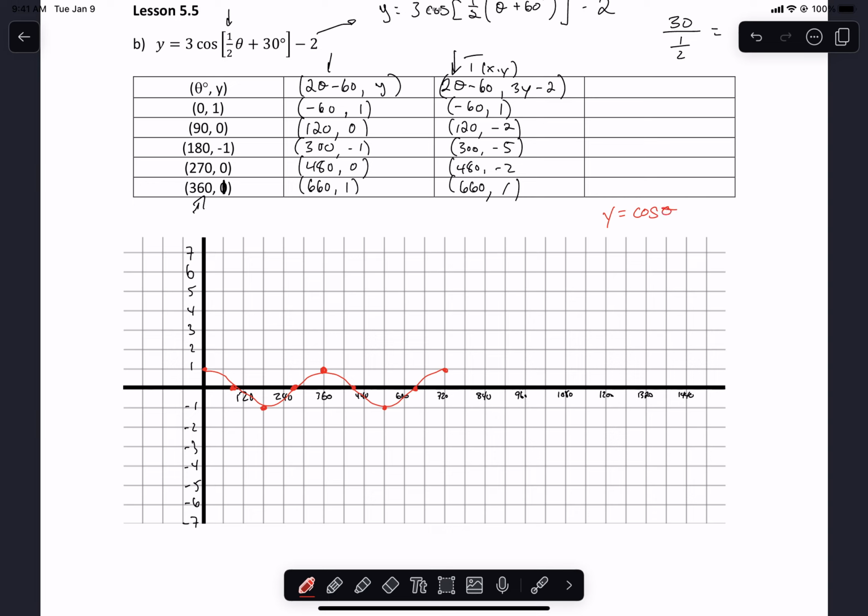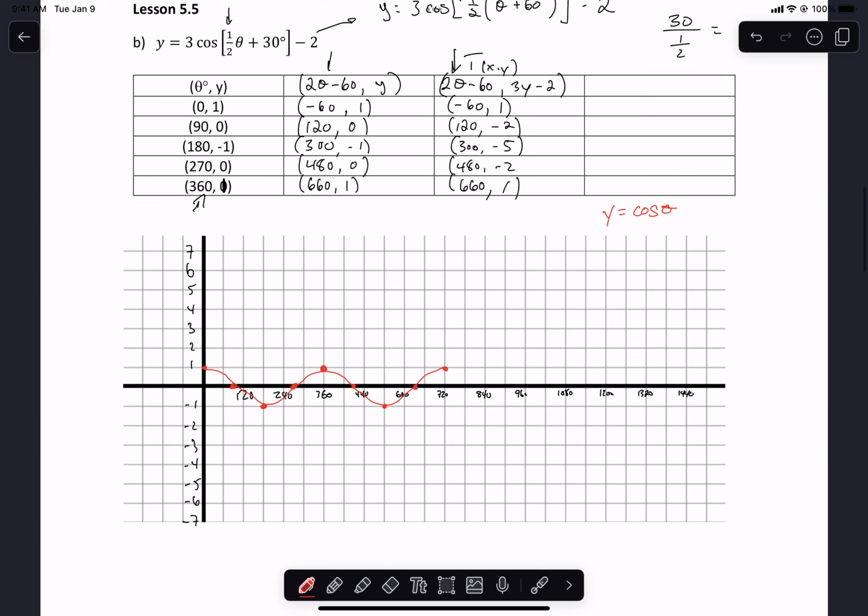Two cycles of it. And then I'm just going to plot those other points. So it looks like I have to go where? Because I moved the graph left, I'm going to have to count into the negative direction as well, right? So negative 120, then negative 240.